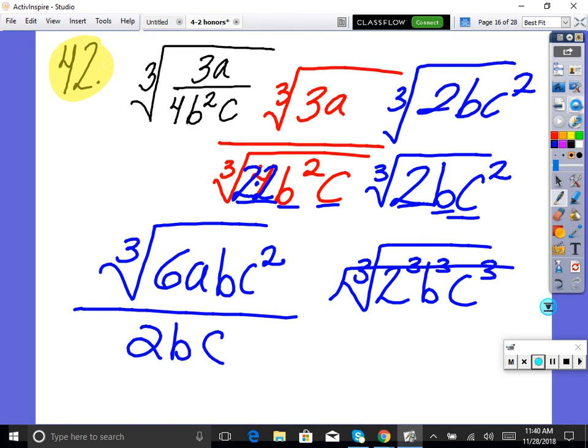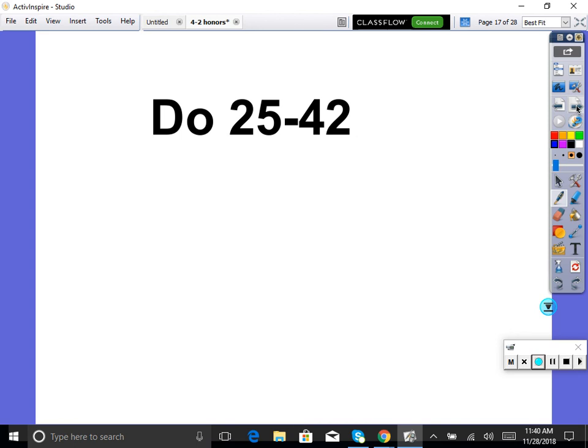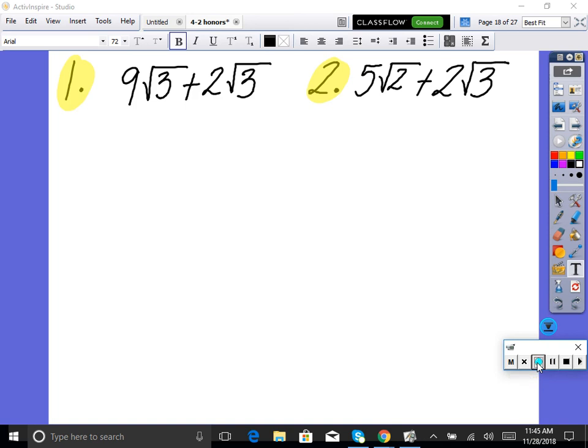Okay, I want you to do this section 25 through 42. Doing good? Go with me to the next page. Let's add some of these bad boys.